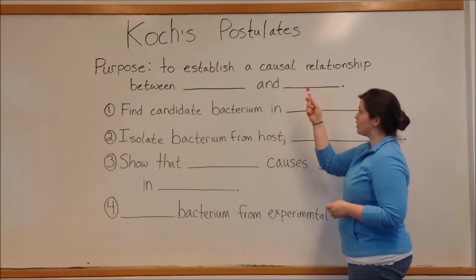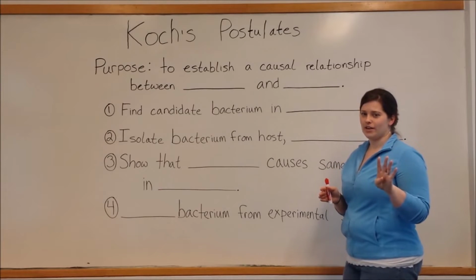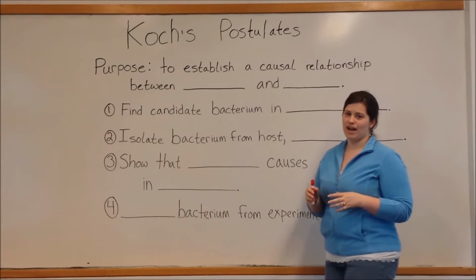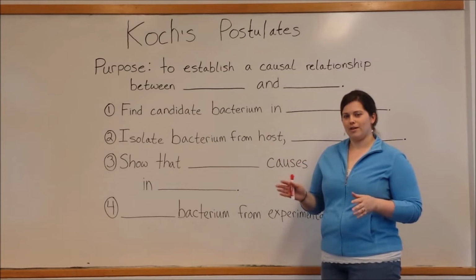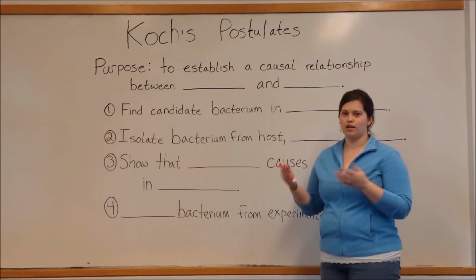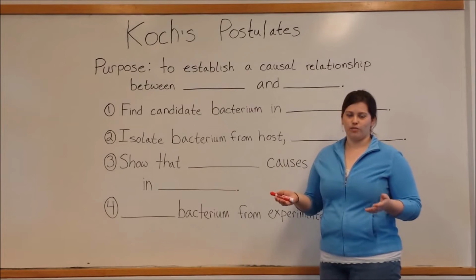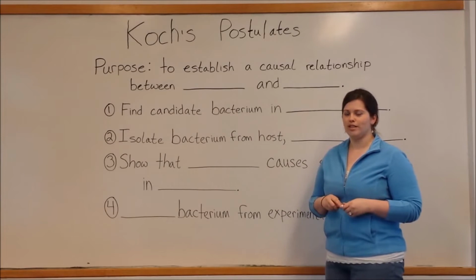Today we're talking about Koch's postulates. Koch's postulates are a set of 4 criteria that were established by a guy named Robert Koch. There's a little bit of confusion regarding how his last name is pronounced. Depending on your teacher, you might hear it pronounced differently, but I'm going to call it Koch's postulates.